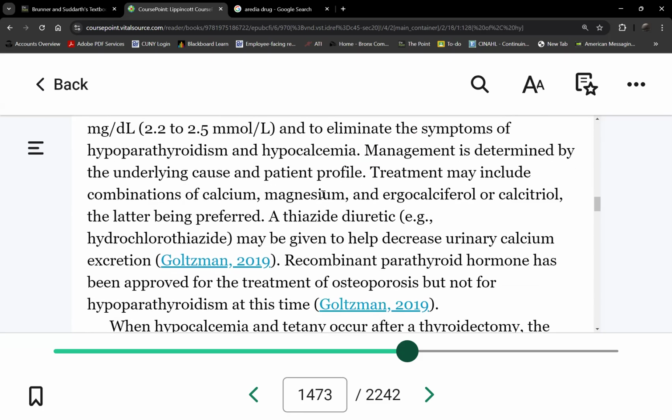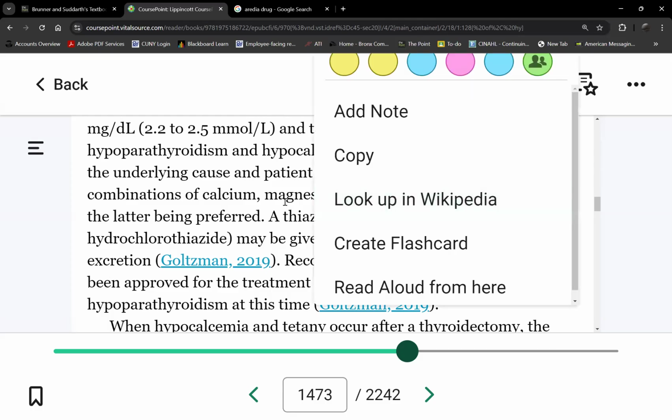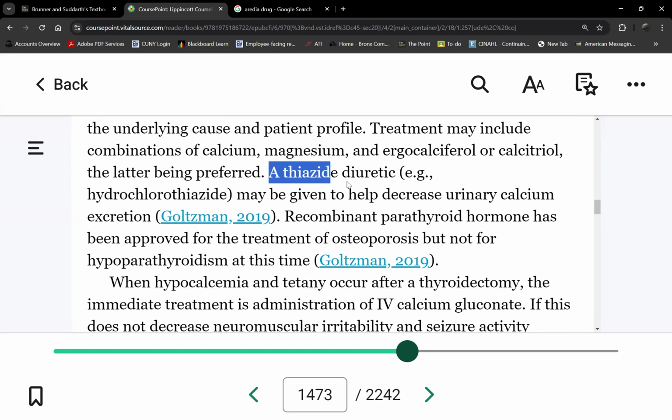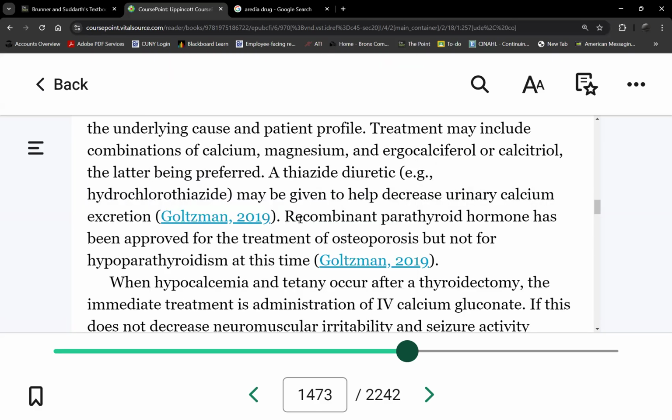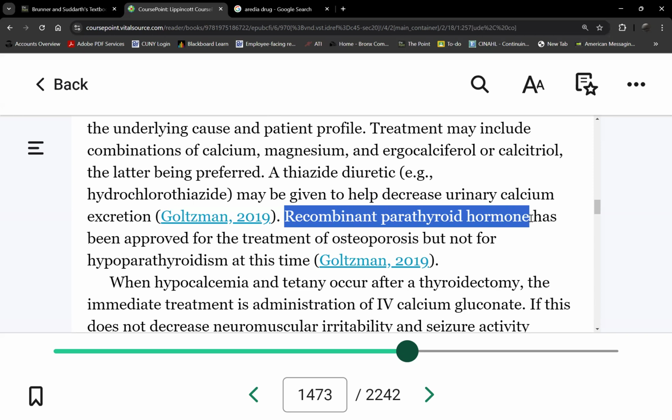Now, for vitamin D deficiency, there are two forms of vitamin D: active, or activated, vitamin D, and inactive vitamin D. So we have ergocalciferol. This is vitamin D. We give thiazide diuretic. Remember earlier, we avoided thiazide diuretic with hyperparathyroidism, right? This one we can actually give, because thiazide diuretics prevent the kidneys from eliminating calcium. That's why we avoided it in hyperparathyroidism. This time we can give thiazide diuretics. We can also give recombinant parathyroid hormone, although this is not very common.